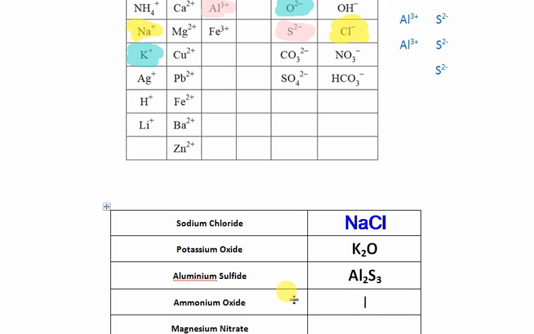Alright, the next one, ammonium oxide. Now that's a really mean one, and ammonium is one of the ones that can be a little bit trickier to remember. You'd always have the formula though, so you don't have to remember the formula.